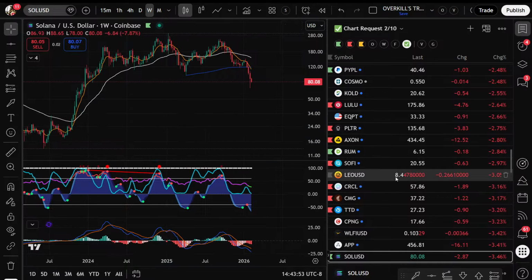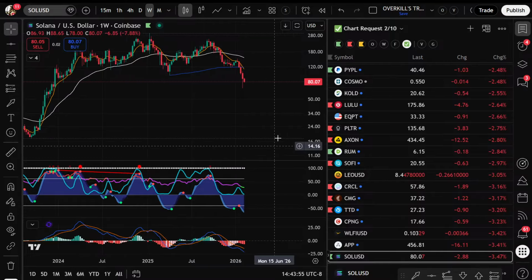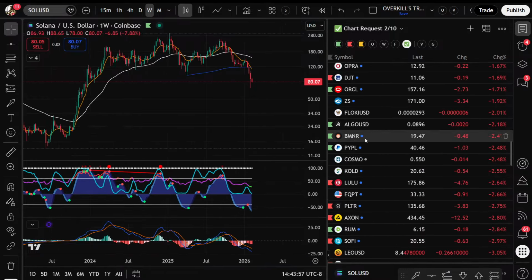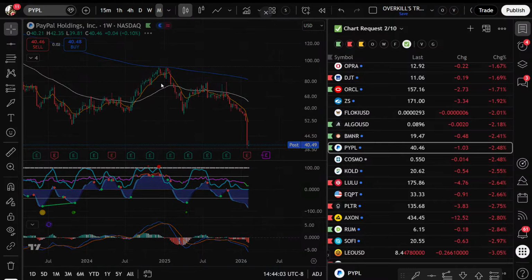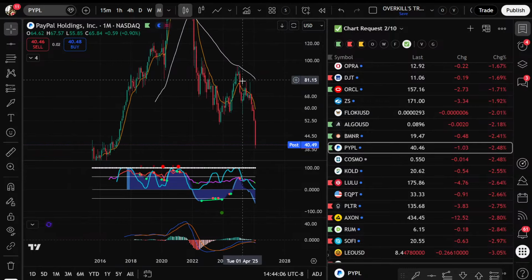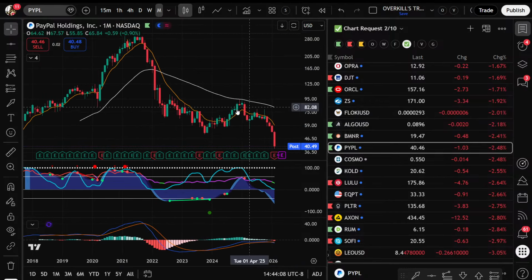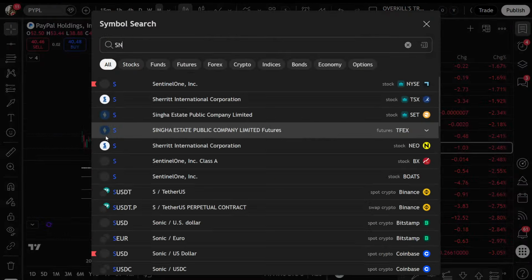for where the current state of the market is, given the fact that a lot of my names that I've been holding have been just tanking. Like, look at that. I bought PayPal at 60. It's down here at 40. It's sitting at a 10-year low. Like, what were the chances of that happening? At a 10-year low? You got to be kidding me, dude.